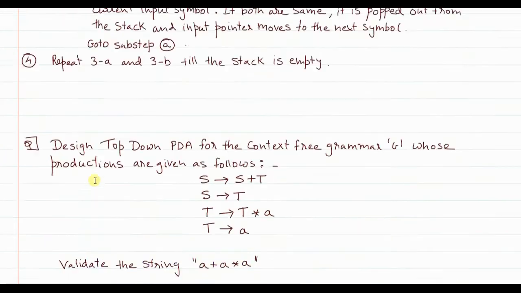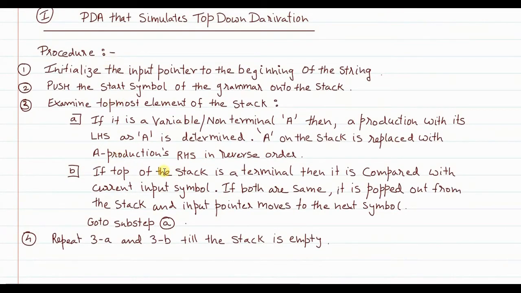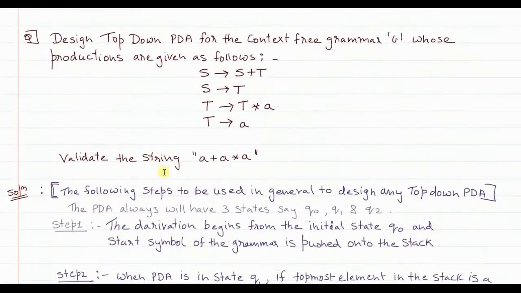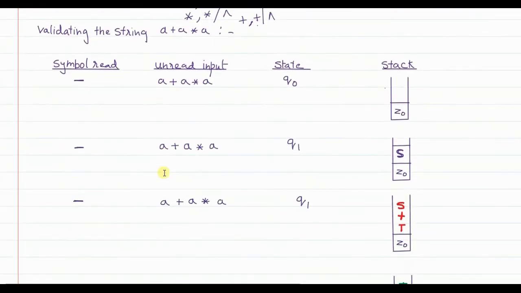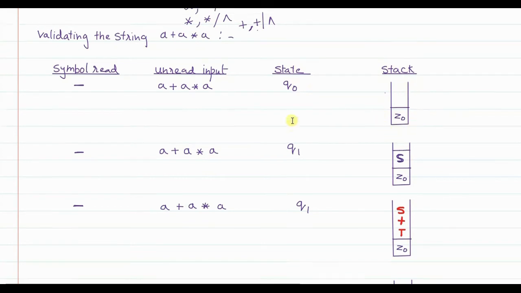Now after doing this, they have asked you to validate the given string. To validate this given string, I have to use this procedure, which I am going to explain next. Just to show you the validation of the string a plus a into a, I am showing it with the help of a table. This is the symbol read, the input symbols which are read so far will appear here. The unread input, whichever symbols are not yet read, will appear here. This is the current state, and this is the content of the stack at any moment.